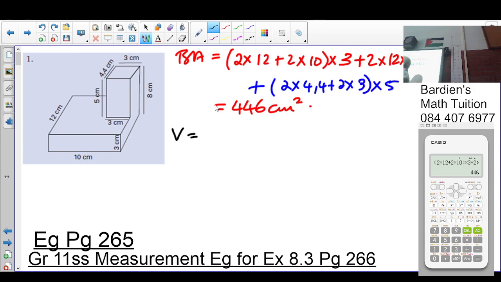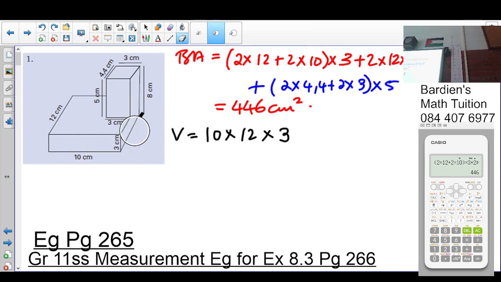So how do you calculate the volume of a rectangular prism? It will be length times breadth times height. It's area of base times height. So what is the length here? It's going to be 10. So it's 10 times the breadth, which is 12 times the height, which is 3. So that is the volume of the base part of this object.